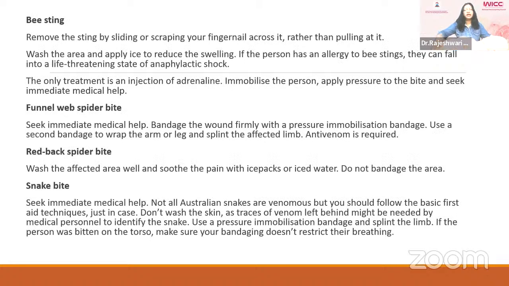Now, there are different kinds of insects, as I said. It could be a bee sting, a web spider sting or bite, a red-back spider sting, or a snake bite. Different types, and each one has a kind of allergy, a poison, and the treatment depends on the poison. Especially for a bee sting, an adrenaline injection is given in modern medicine, in allopathic medicine.